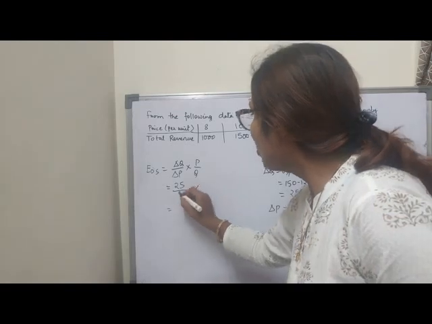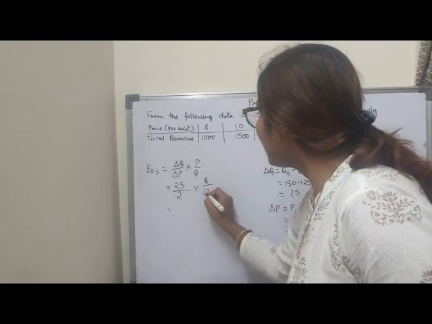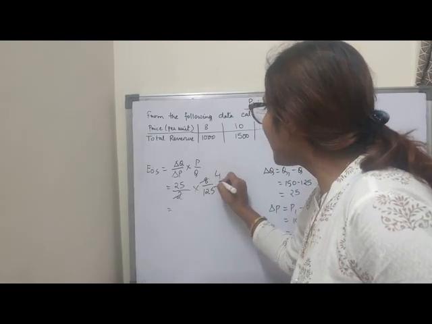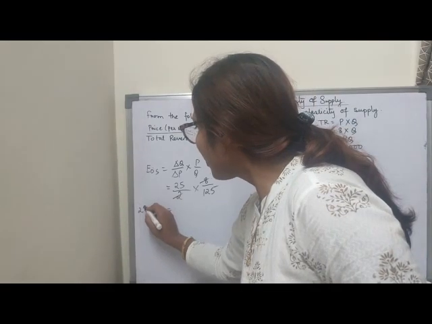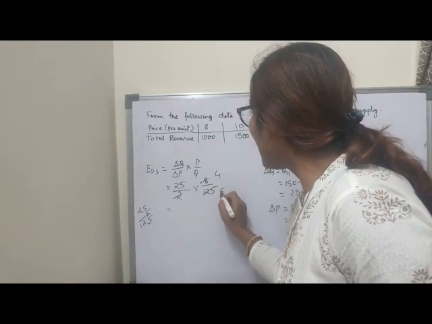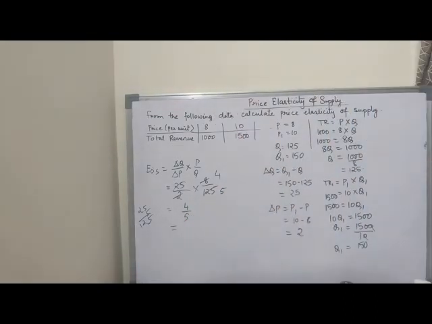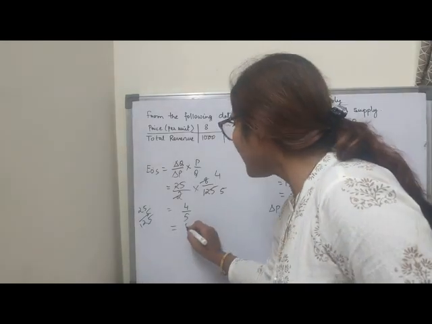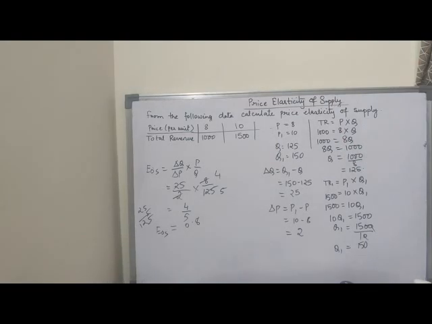25 divided by 2. P is 8 and quantity is 125. Now 25, how much in 125? 25 fives are 125. So 8 by 125 becomes 4 by 5. So the answer will come in point, so if you just calculate, you will get 0.8. So price elasticity of supply is 0.8. So we have found out the elasticity of supply. I hope it is clear to you.